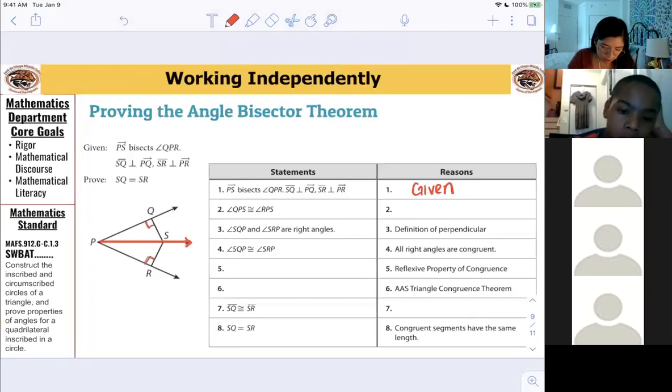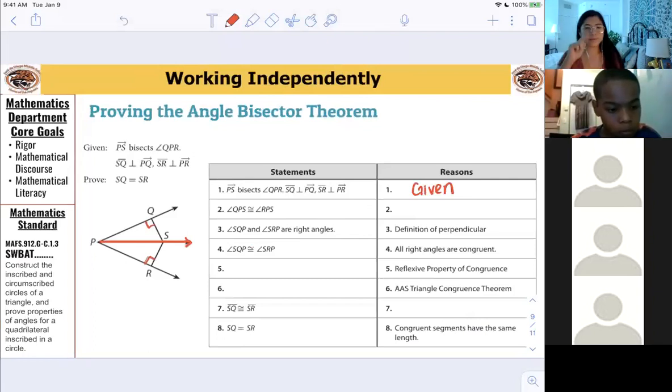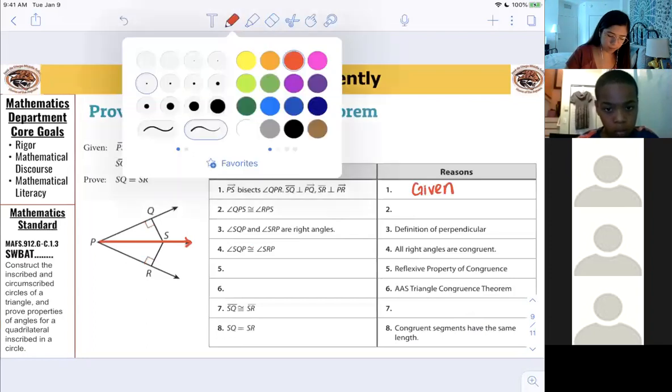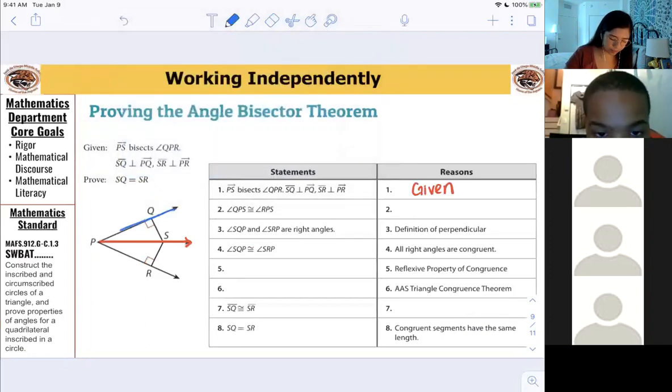Then angle QPS is congruent to angle RPS. Look at the angles that they're telling you about. QPS is congruent to RPS. How do I know that? Aren't they corresponding or something? No, they're not. There is no incenter here. So how do I know that QPS is congruent to RPS?